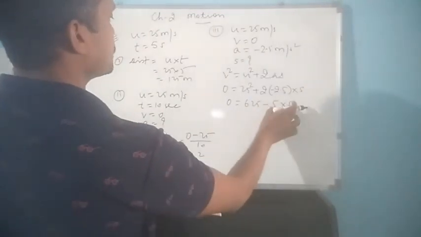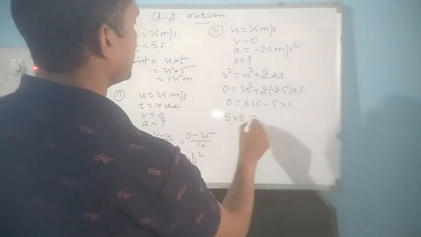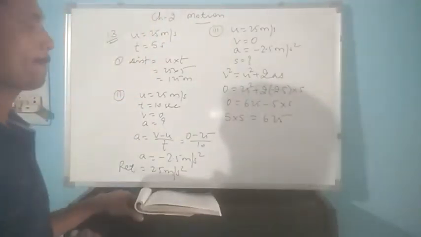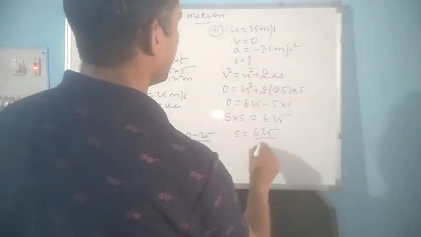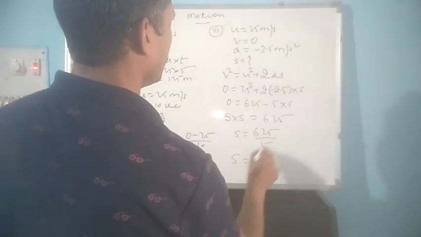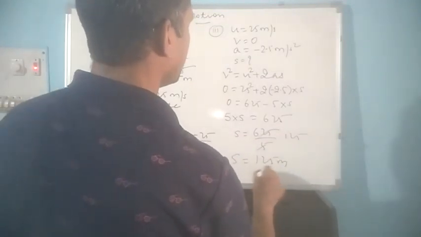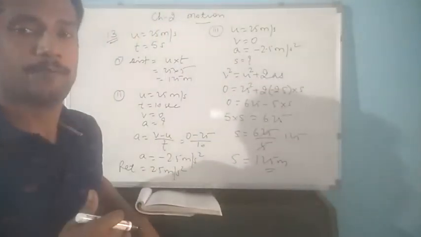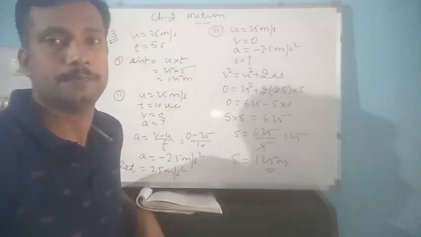So we can bring this 5 into s to this side. So we have got 5 into s is equal to 625. So s is equal to 625 divided by 5. When you cancel it, you can see the distance covered by the car after the brakes are applied is 125 meters.